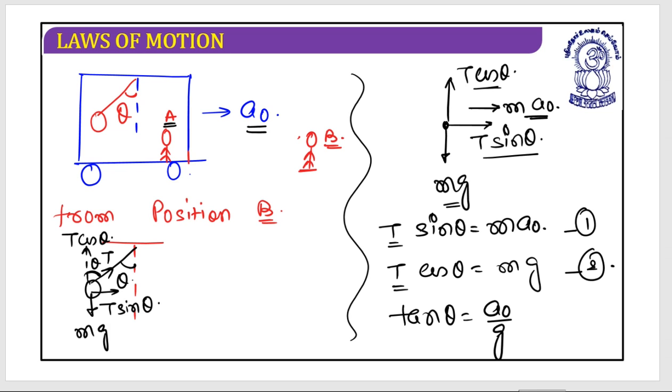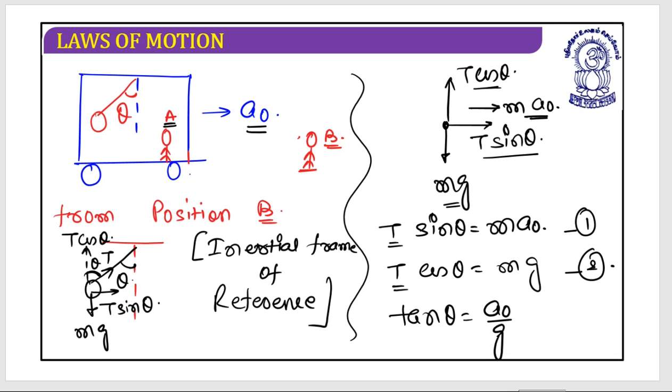Now one more thing: when I take my observations from position B, I mean that it is the inertial frame of reference. Yes, it is the inertial frame of reference from where I am taking my observations. I hope this is clear. Is it clear? Are you sure? Great. So this is the inertial frame of reference from where I am taking my observations.